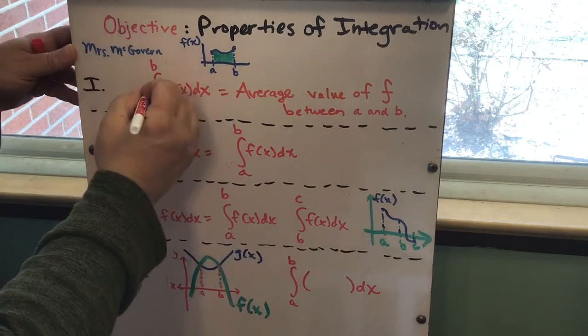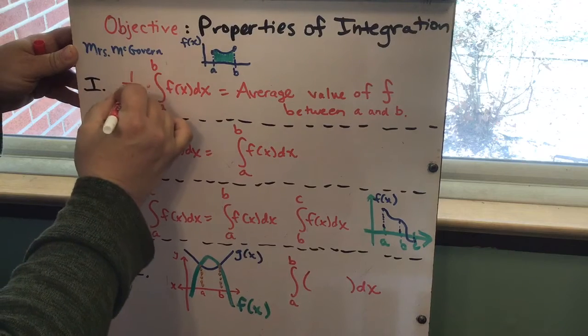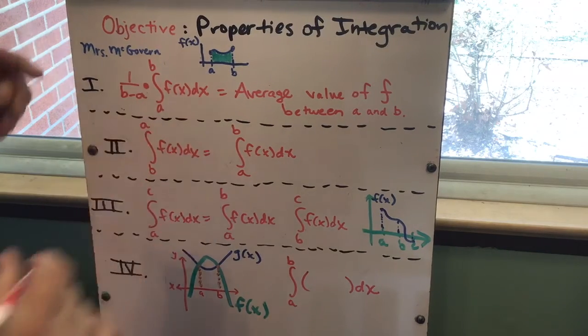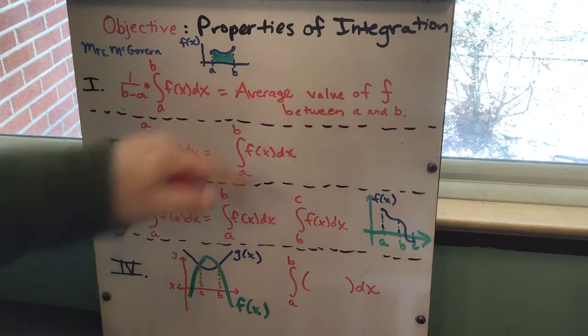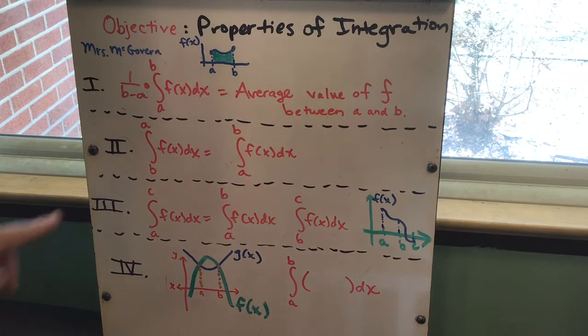So you can write division fancy as 1 over B minus A. So instead of dividing by the distance B minus A, you're multiplying by 1 over B minus A. So that's the first property you would be using if you wanted to know the average value of a function.